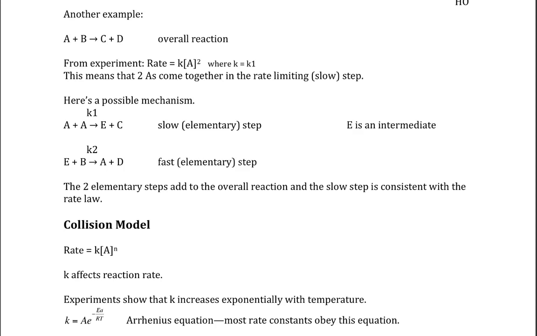Here's a possible mechanism. A plus A yielding E plus C, that would be the slow step. The K1 over the yield sign means that's the rate constant for it. E is, of course, an intermediate because it doesn't appear in our overall reaction. The second step, the fast step, is E plus B forming A plus D. The 2 steps add together to give the overall reaction. So notice that the E cancels out, one of the A cancels out, so they add together to give the overall reaction, and the slow step is consistent with the rate law.